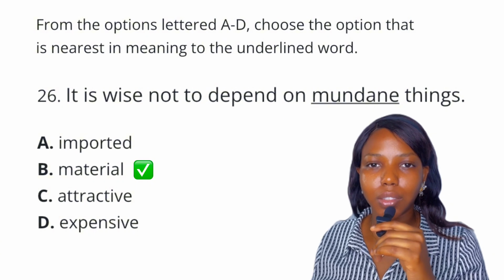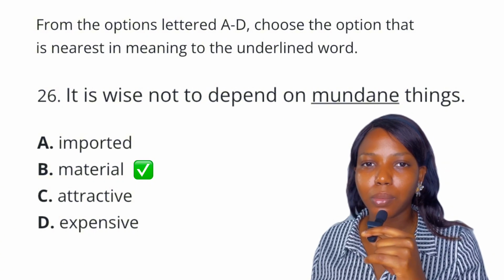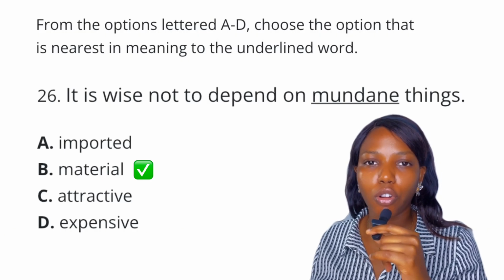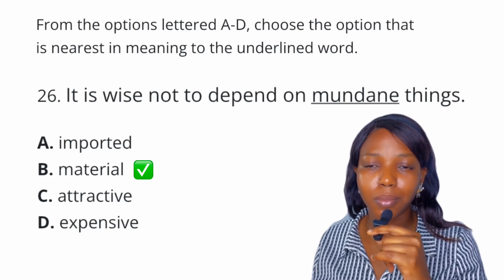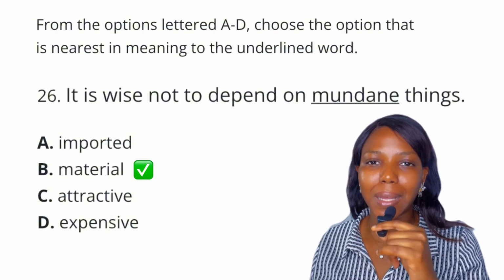When we say attractive, it means appealing, right? When we say expensive, it means costly. Mundane things are ordinary things, they are common, they are not necessarily costly. Okay, so the final answer to this question is definitely option B, material.